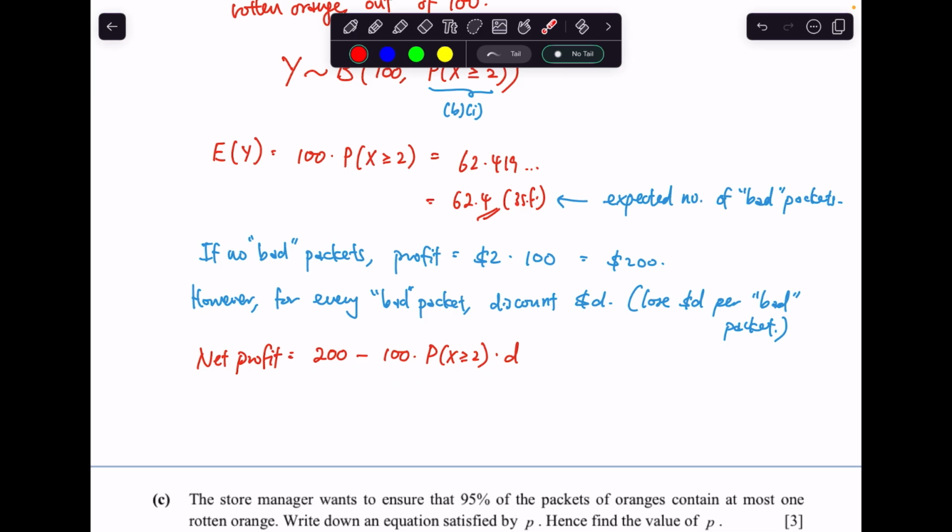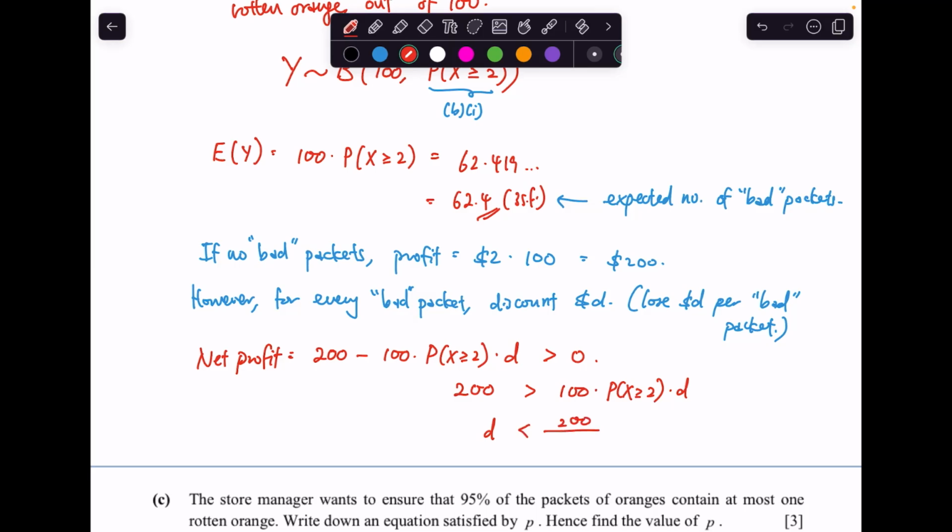This is the net profit, and I want to earn money, right? So I want my net profit to be positive. Now they want us to solve for D. So to solve for D, let's bring this whole thing over. So 200 is more than 100 times the probability of X more than or equal to 2 times D. And I want D, so I divide by these things down here. These are positive values, so there's no issue when I divide. I'm going to divide over and flip the inequality to this direction.